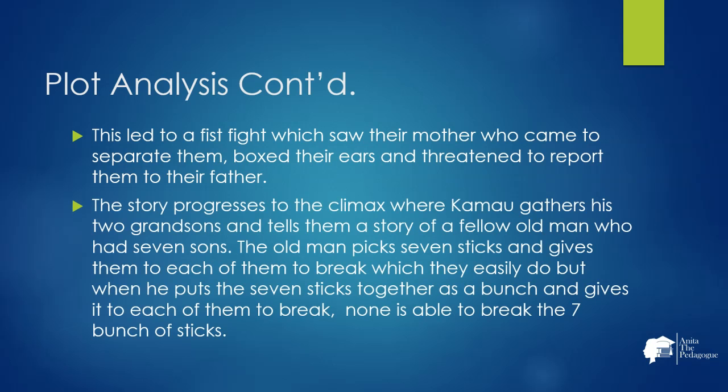The story progresses to the climax where we see Kamal gathers his two grandsons and tells them a story of a fellow old man who had 7 sons. The old man picks 7 sticks and gives them to each of them to break, which they all easily break. Then he puts the 7 sticks together as a bunch and gives it to each of them to break once again. But this time round, none of them is able to break the bunch of sticks.